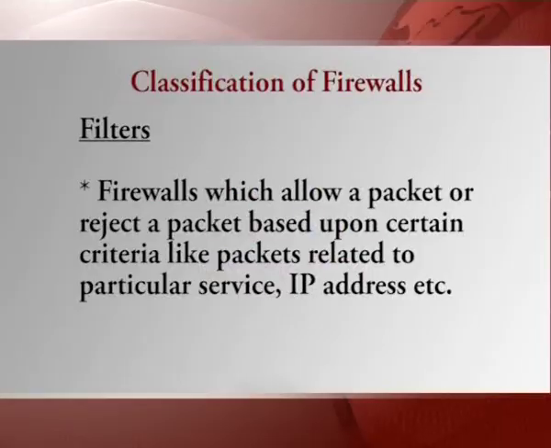Firewalls can be classified based upon the process followed by them for allowing or denying a packet into or out of the network. According to this classification, firewalls may be classified as filters, address translation, which includes both source network address translation, that is SNAT, and destination network address translation, that is DNAT, and mangle. Filters are the kind of firewalls which allow or reject a packet based upon certain criteria, like packets related to a particular service, etc.